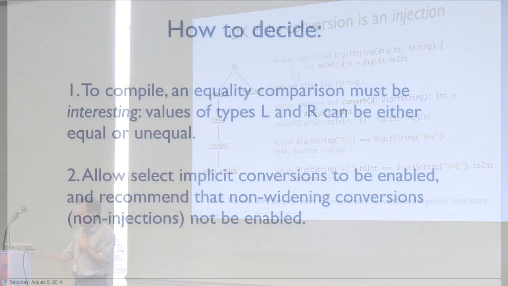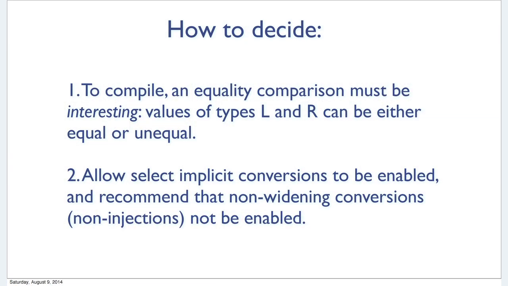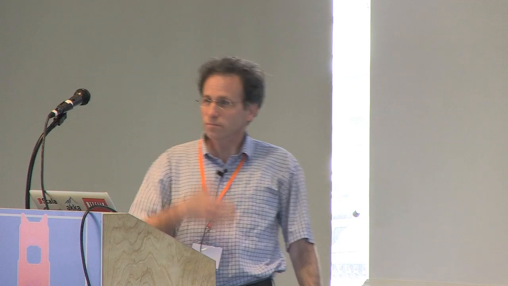So it's not very simple rules, but here's where I am: if it's interesting, it may be able to compile, and if it's in some implicits, it should be allowed to compile, and definitely things that aren't injections, you probably shouldn't be allowed to compile.